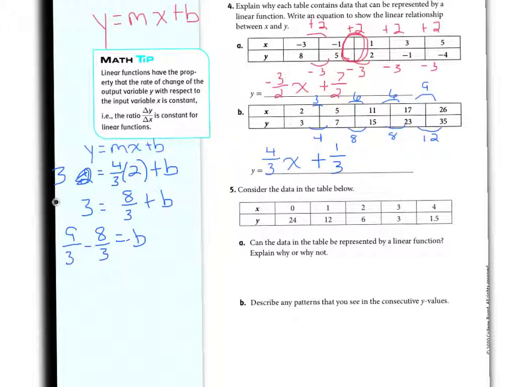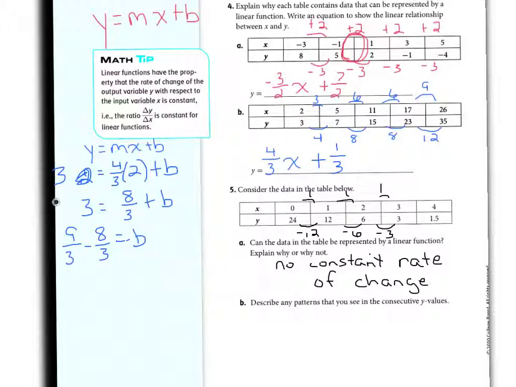Next table. This one, if I was following that same pattern, I'm subtracting 12 here and going up by 1, subtracting 6 and going up by 1, subtracting 3 and going up by 1. So this one does not have a constant rate of change. But what do you see? Well, I hope you see that we're actually dividing the same things each time, or that they're half of the previous y values.